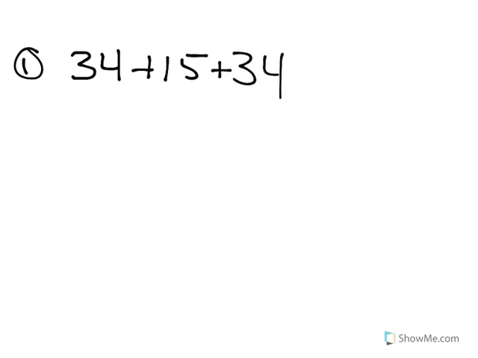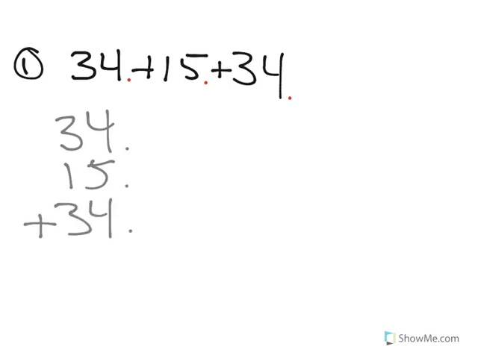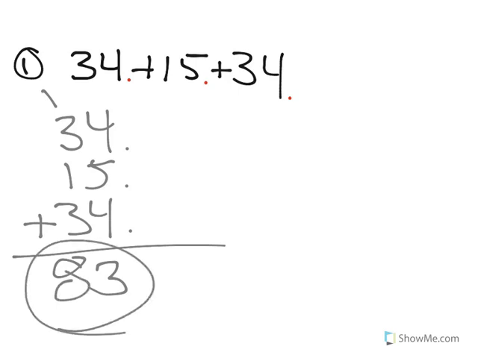So number 1 was an adding decimals type problem. So 34 plus 15 plus 34. Now, I like to put my decimals behind it, and when I add this, I know I'm going to line up the decimals. So as I add this up, 4 plus 5 is 9. 9 plus 4 is 13. Carry the 1. 1 plus 3 is 4. Plus 1 is 5. Plus 3 is 8. So the answer to this problem is 83.